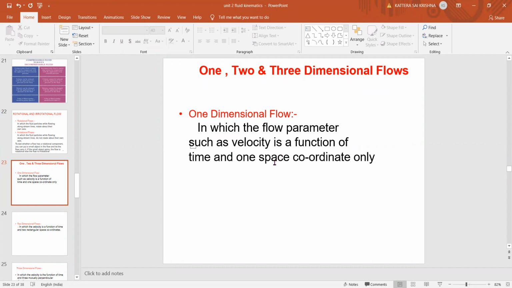Velocity is a function of time and one space coordinate only. So u, small u, with respect to the x-axis, is a function of only x. Small v equals 0 and small w equals 0 in the case of one-dimensional flow. We get only the x direction velocity. So u equal to f of x is the equation for one-dimensional flow.